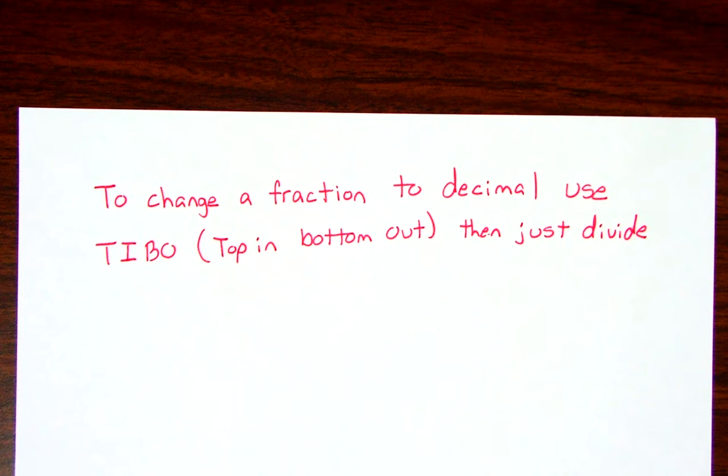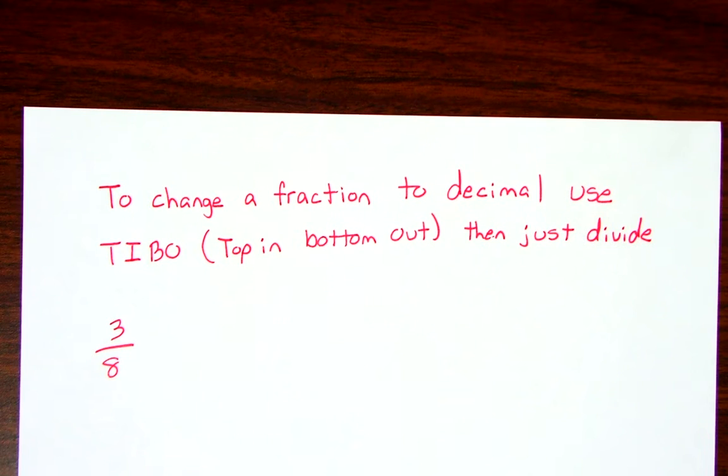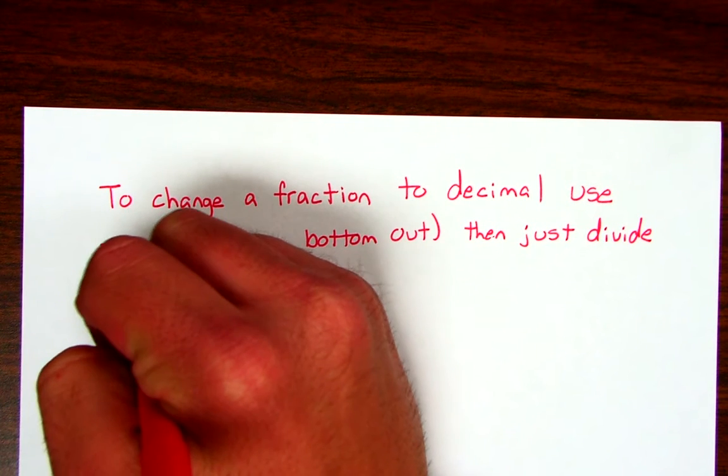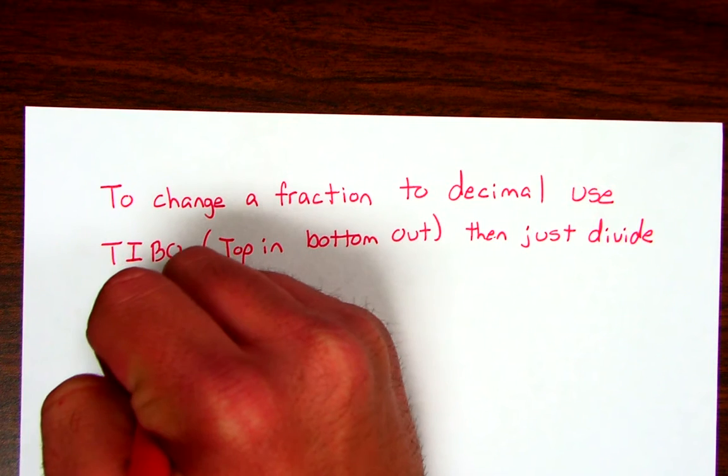So, to review Unit 1 and here in Unit 5, to change a fraction to a decimal, use TIBO, which is top in, bottom out, and then just divide. So, for example, if we have 3/8, the top number goes inside, the bottom number goes outside.